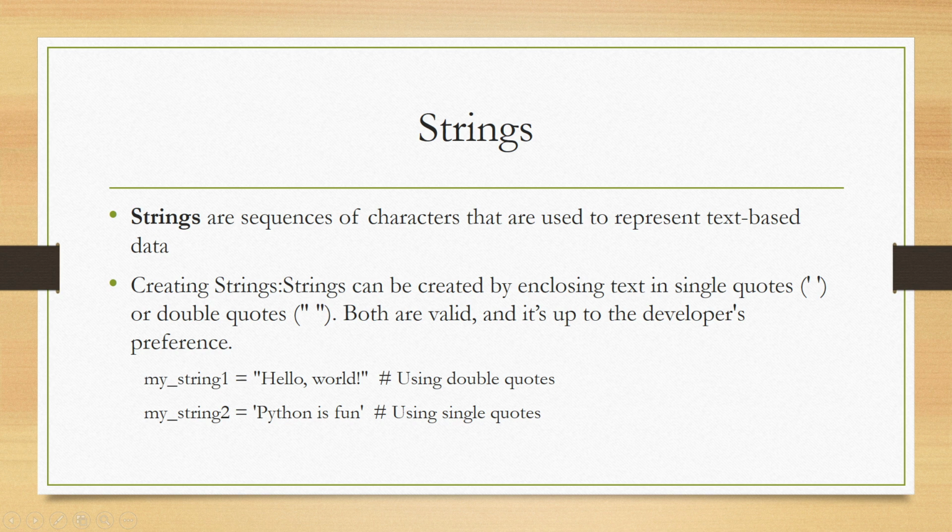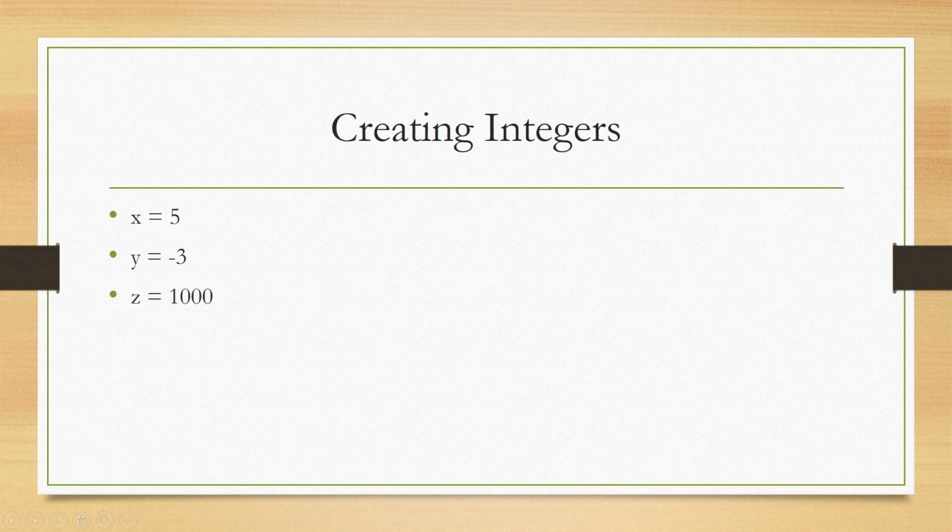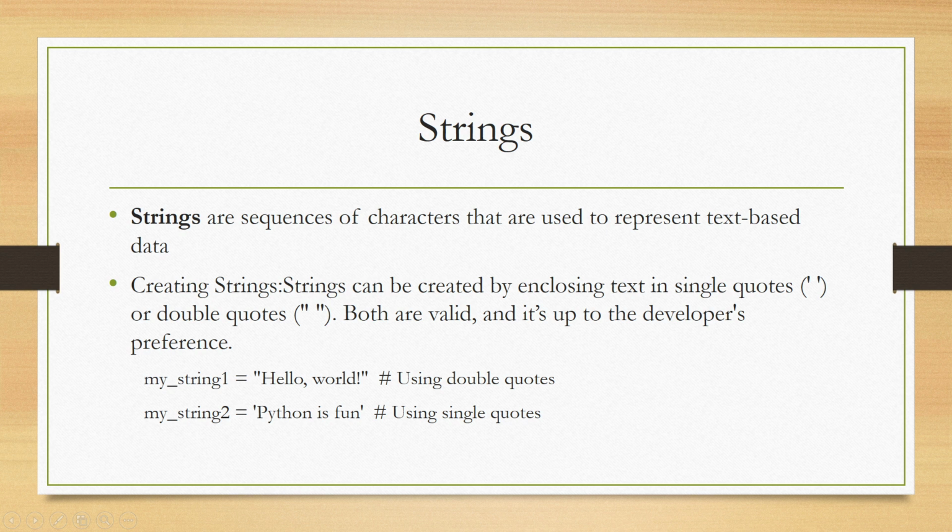String: these are sequences of characters used to represent text-based data. Strings can be created by enclosing the text in single quotes or double quotes. Both are valid. It's up to the developer's preference. For example, you can have my_string_one equals "Hello world", created using double quotes, and my_string_two equals 'Python is fun', which uses single quotes. The two imply the same thing.